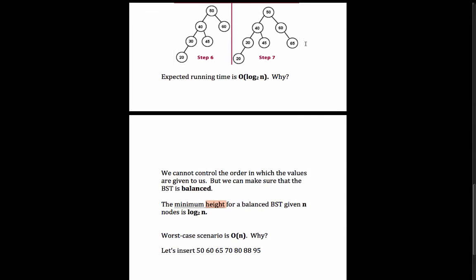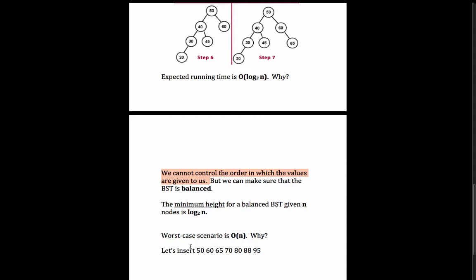So in this case, taking a look at what I see here, I see that the height is going to be 3 because the lowest or deepest leaf is 20 and there are 1, 2, 3 links to get to 50, which happens to be the root. So I will say that the height is 3. So the minimum height for a balanced binary search tree for n nodes happens to be log 2 of n. And that guarantees that we're going to inspect a minimum number of nodes to make the decision of where to insert the new value. Again, we can control the order in which the values are given to us.